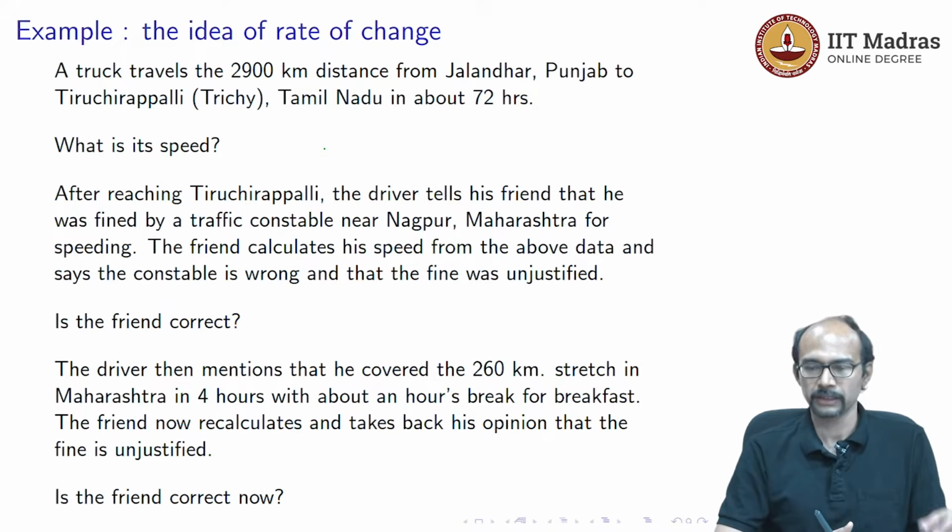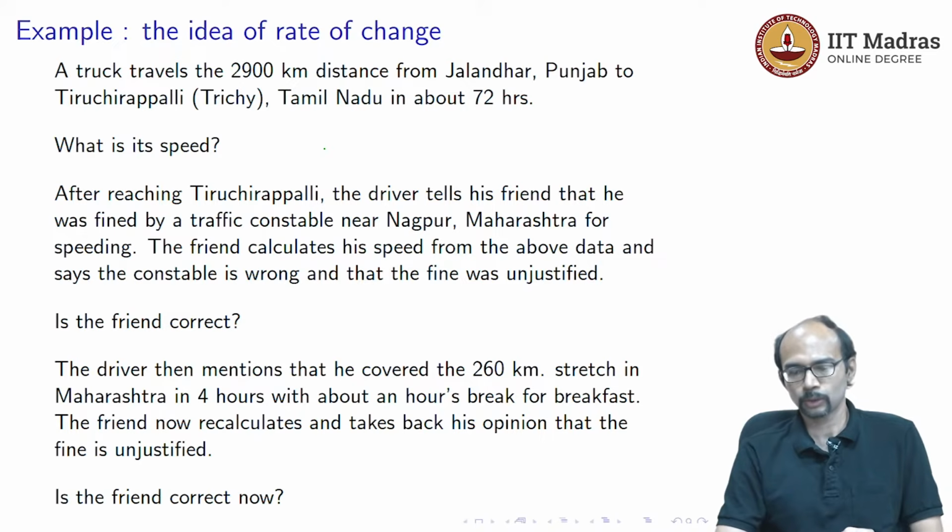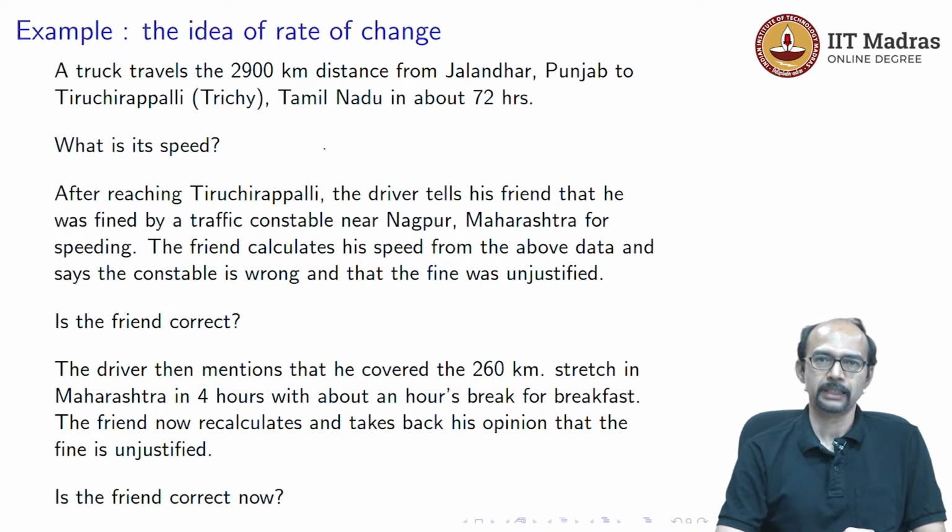So, what happened here? We initially knew that the truck travels the entire distance from Jalandhar to Trichy, which is 2900 kilometers, in 72 hours. We computed that the speed is 40 kilometers an hour. Then we have this new set of information that within Maharashtra the distance was 260 kilometers, which was travelled in about 3 hours, 4 hours, but with an hour's break for breakfast. So, which was about 86 kilometers per hour, or maybe more than that.